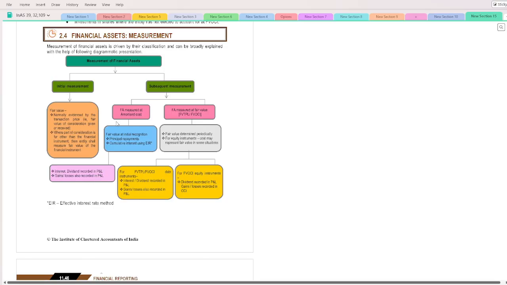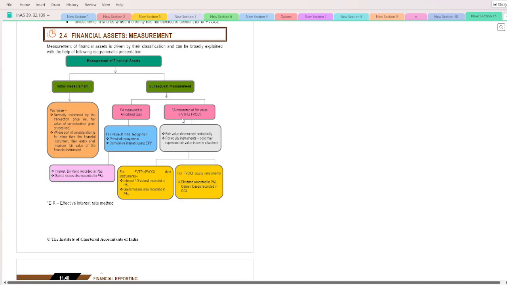Gains and losses arise when you sell off or derecognize this asset, so whatever gain and loss comes, you need to record it in the P&L. Similarly, if there are any changes in the cash flows, then when you calculate the revised carrying amount, the difference between the old carrying amount and the new carrying amount due to the change in the cash flows is taken as a gain or loss, and you will record that under the P&L.